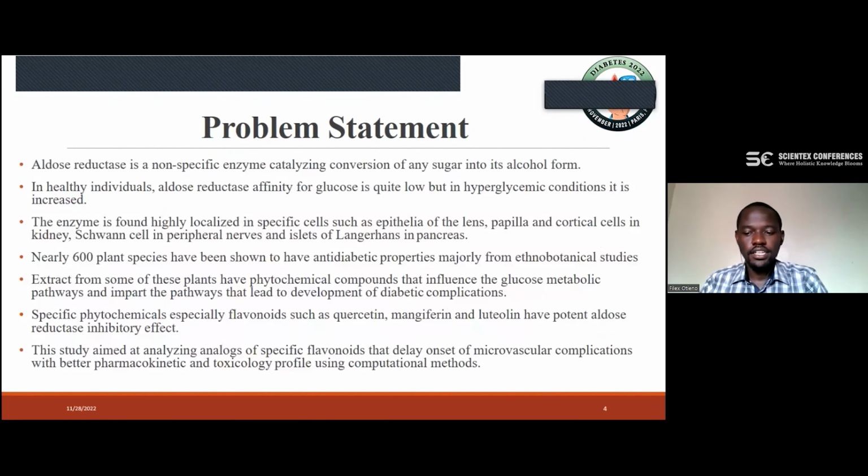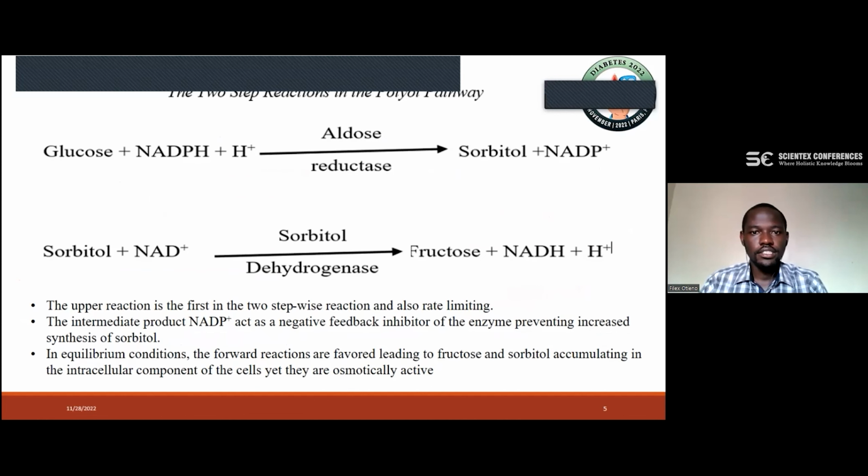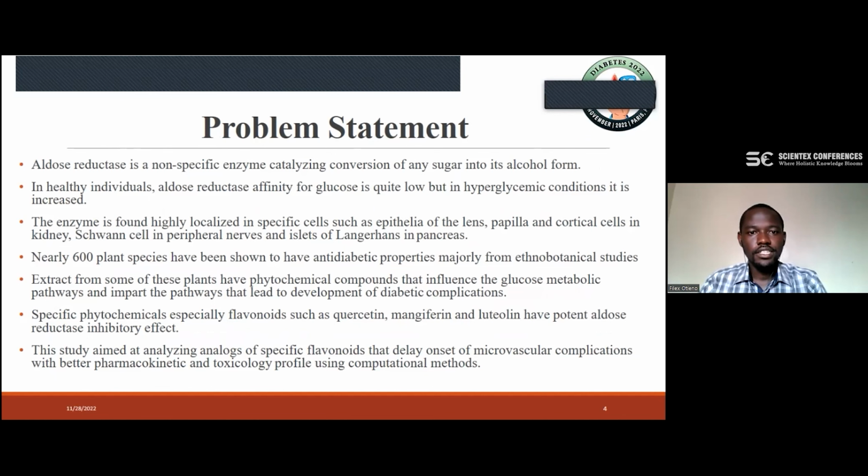Aldose reductase, as I had earlier said, this study is going to focus more on the sorbitol pathway. It is a two-step pathway involving two enzymes, aldose reductase and sorbitol dehydrogenase. Aldose reductase is an unspecific enzyme catalyzing the conversion of any sugar within the body to its alcohol form. Normally in a healthy individual, the enzyme has a very low affinity for glucose, but that changes in hyperglycemic conditions where we have an increased glucose concentration.